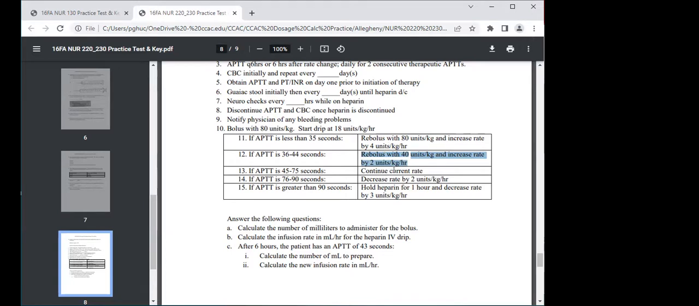However, if you're saying, oh, they were at 9 milliliters per hour, and if I increase the rate by 2 units per kilogram per hour, then it's going to be 11 milliliters per hour, that would be wrong. Don't do that. I did that the first time I was going through these, and I realized you can't do that. Obviously, units and milliliters are 2 different things. So we're going to calculate a new bolus, and we're going to calculate a new infusion rate.